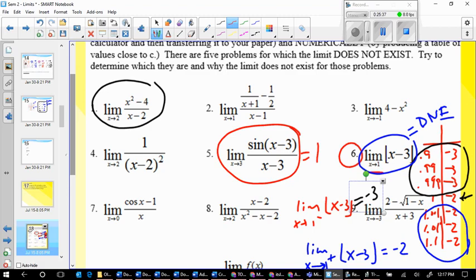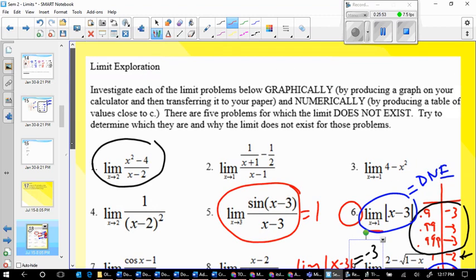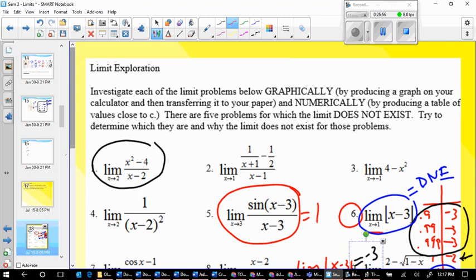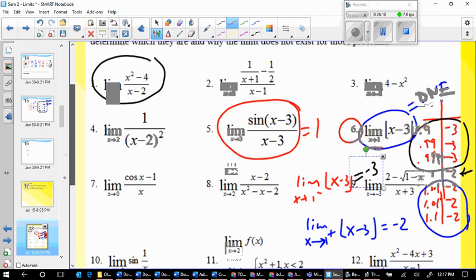All right, so we're not going to do all of these problems in class, but I would encourage you to work through more of them. Go ahead and write out a table and write out a graph for each one of these. For every single problem on this worksheet, I would like you to graph them and also write out a table of values that approach them. Anything you don't finish in class is going to be part of your homework for this.